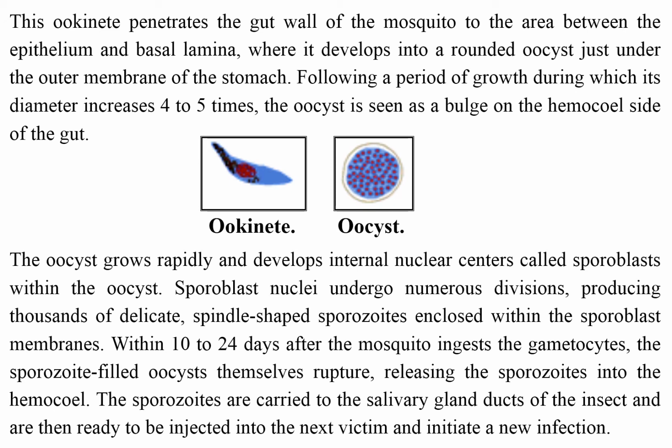The ookinete penetrates the gut wall of the mosquito to the area between the epithelium and basal lamina, where it develops into a rounded oocyst just under the outer membrane of the stomach, following a period of growth during which its diameter increases 4 to 5 times. The oocyst is seen as a bulge on the hemocoel side of the gut. Look at the ookinete and the oocyst.